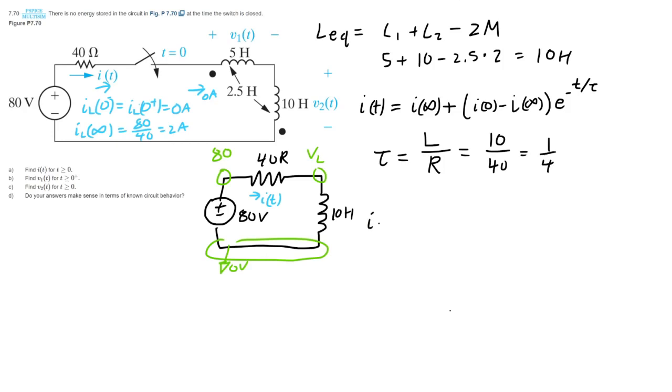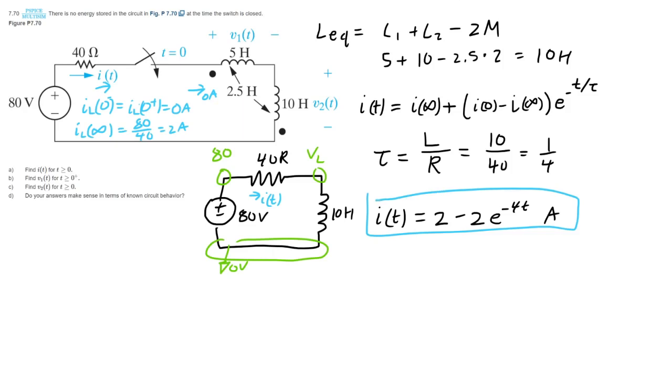So I can get the expression for I(t), and we're going to use this to find V1 and V2. So let's go ahead and skip the drama. I(t) is going to be 2 plus 0 minus 2, so minus 2 e to the minus t over tau, which is 4t amperes. So that's consistent with what we were expecting.